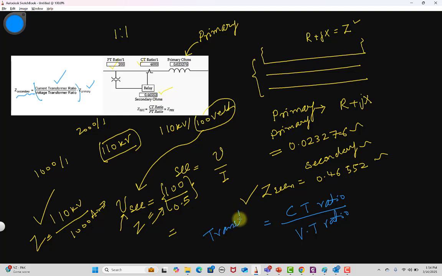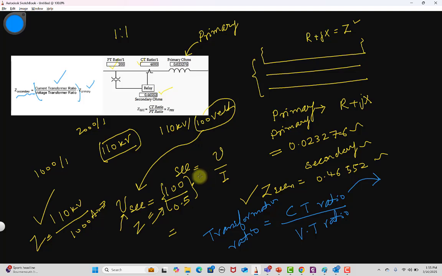We are using this factor, the transformation ratio, in our calculation to reflect the primary impedance to the secondary side, because most of the time we are doing calculations of impedance or zone settings in secondary values. Okay, so this is an example. This is a basic thing that you need to understand.